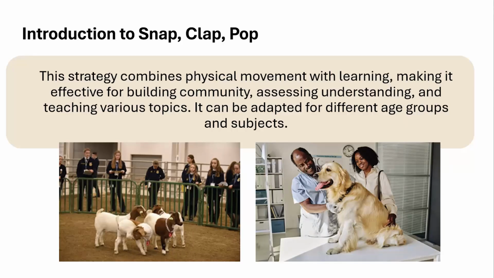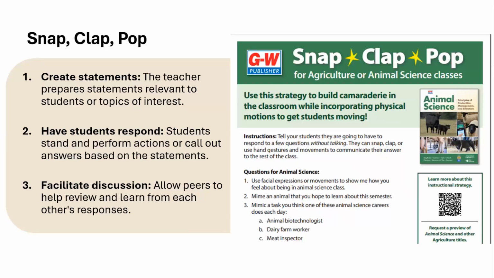In this instructional strategy, the students are going to be asked to respond to different prompts with different physical movements. It could be a snap, a clap, a pop, a raise of the hand, a stand up, a sit down. And it's just a quick and easy way to gauge student understanding of the content you've covered. We've already created an example of this Snap, Clap, Pop using the animal science textbook, and we'll share this with you at the end of the session as well.